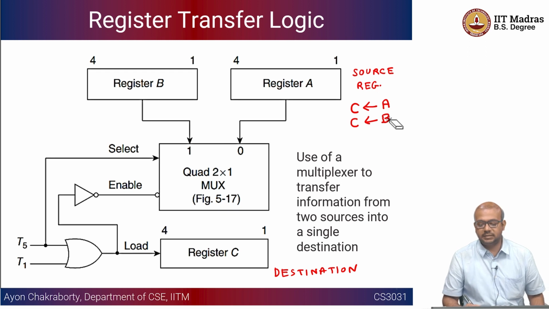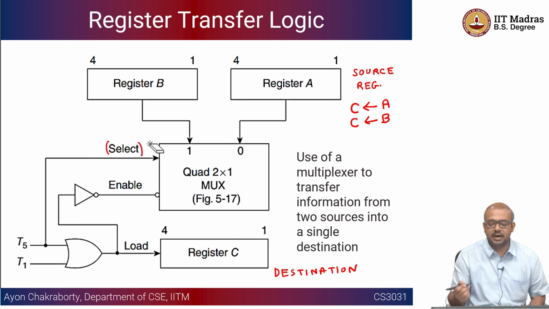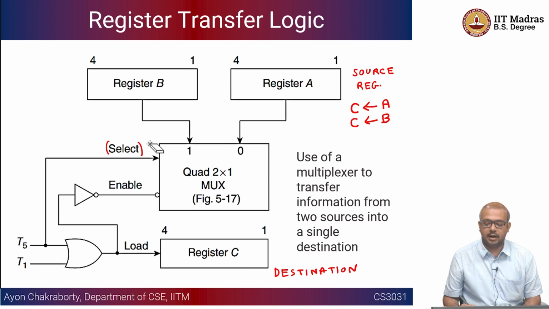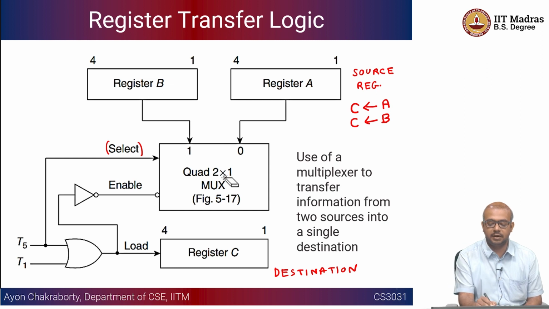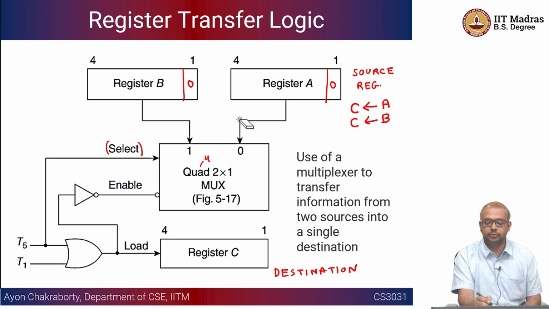As you can see, depending on the value presented on the select bits in the multiplexer, I can select one of two. And these registers have 4 bits, so all the bits have to be multiplexed to register C. That's why we have a quad 2 cross 1 mux, where quad means 4, and every register also has 4 bits. So I take the 0th bit of register A, the 0th bit of register B, and based on the select line, I choose one of them and put that in the 0th bit of register C. That's why it is quad 2 cross 1.